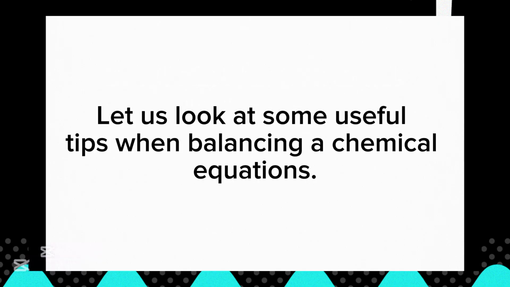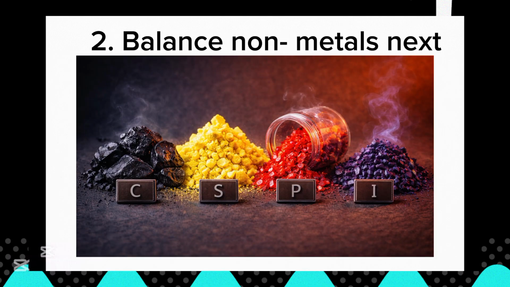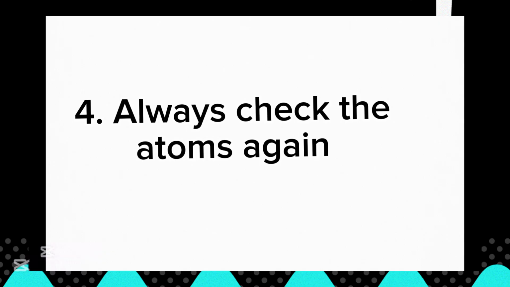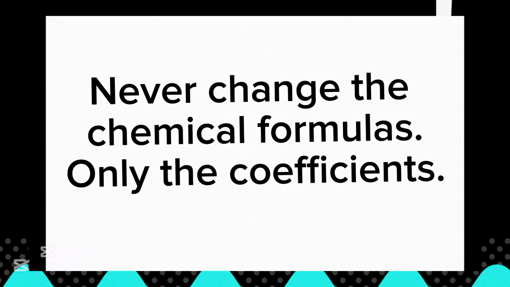Let us look at some useful tips when balancing chemical equations. The tips are: 1. Balance metals first. 2. Balance non-metals. 3. Balance oxygen and hydrogen last. 4. Always check the atoms again. Always remember, never change the chemical formula, only change the coefficients.